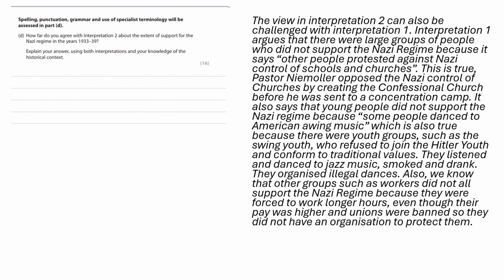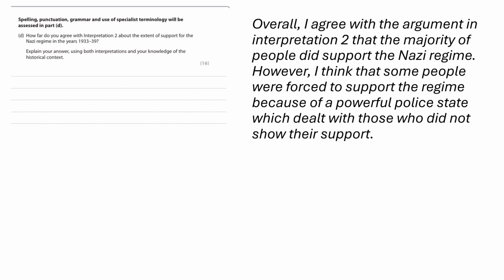And then you're just going to repeat the structure. Interpretation 1 argues that, write it in your own words. You've done that for 3b and for 3c. It says, this is true. It also says, which is true. And then support it with contextual knowledge. And once you've done that, you then move on to a conclusion. And then the third section of your answer is a conclusion. Overall, I agree with the views in interpretation 2 and giving those reasons why, so summarising your overall view.